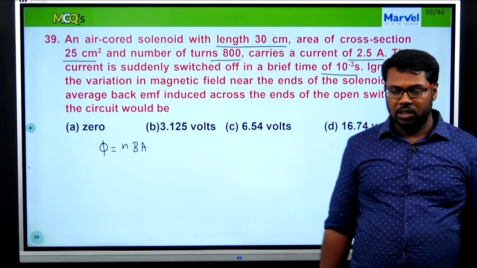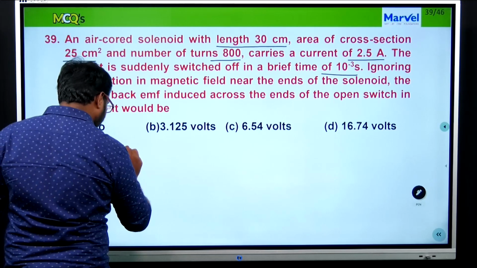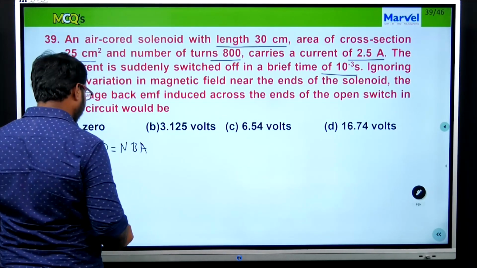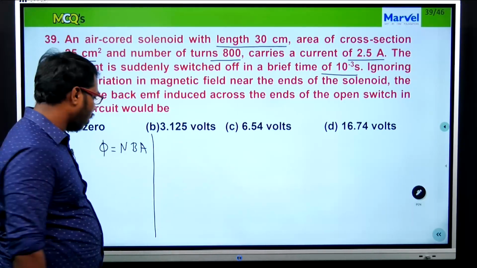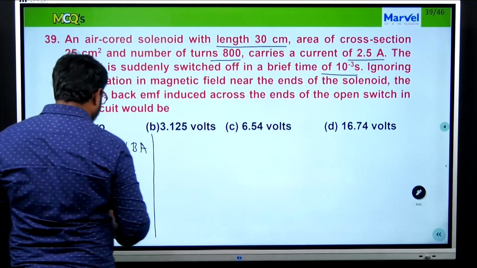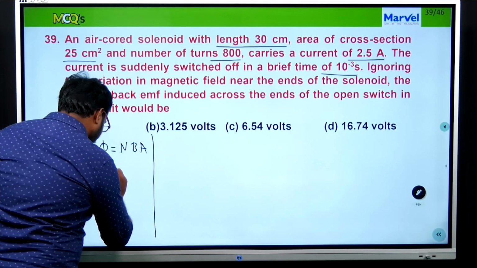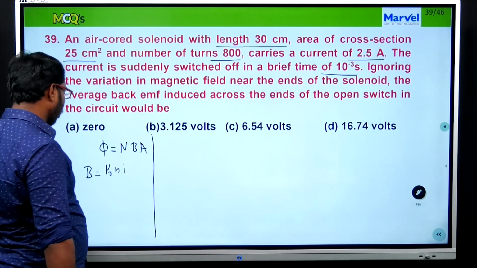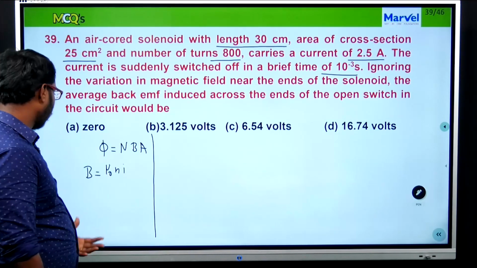Whereas N in here is not the normal N. N stands for the number of turns, so I will write it as capital N. B stands for the magnetic field inside the solenoid. What is the magnetic field inside the solenoid? It is mu naught times n into I. Mu naught n I is the magnetic field inside the solenoid.